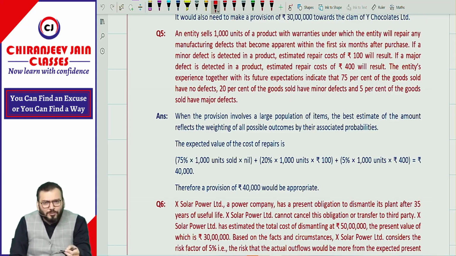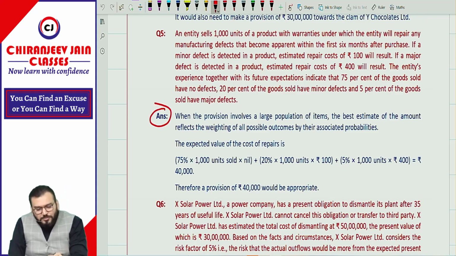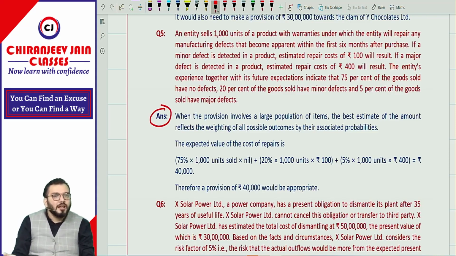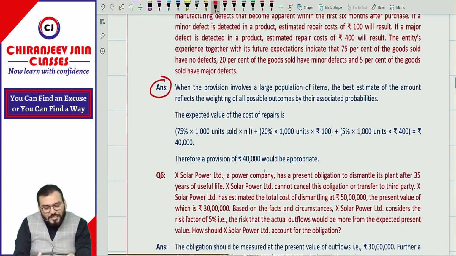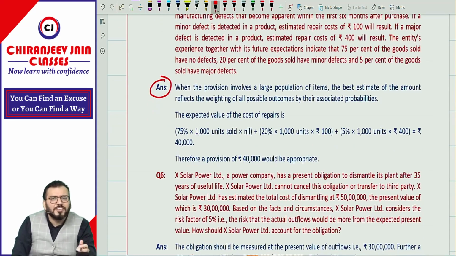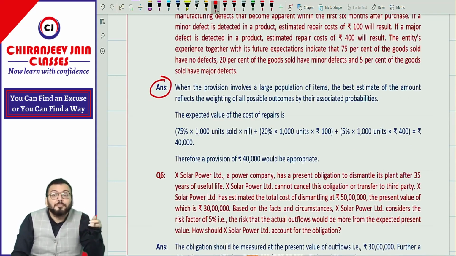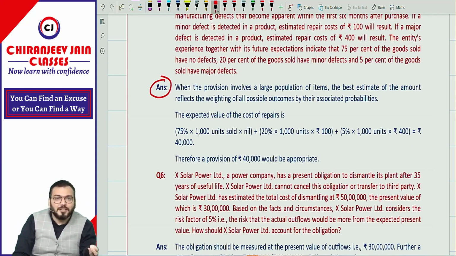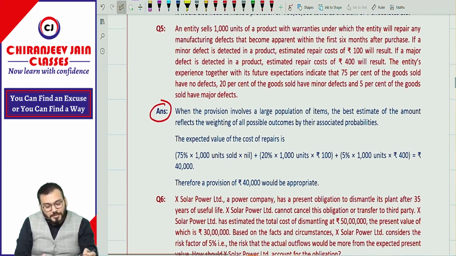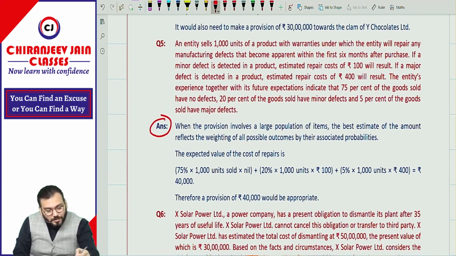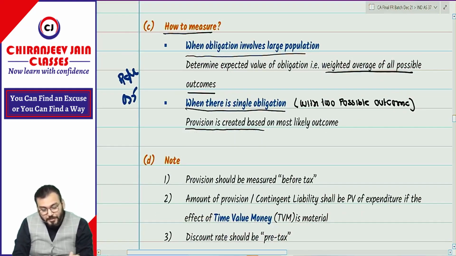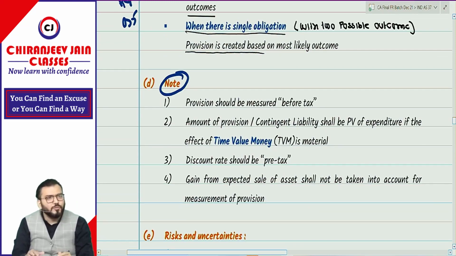Whether you want me to do it or you can do it on your own? You can do it on your own. But in this solution, they have not said anything about time value of money. So you can also mention that since the time value of money is not material, provision will be recognized at the undiscounted amount. That will become the best answer. That becomes the best answer. Correct? Understood? This point also, got it? Note, let me complete these few points, then we'll take a break.